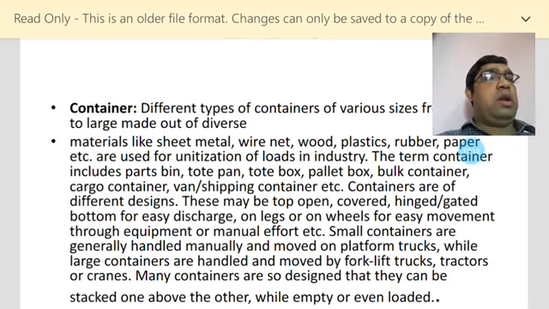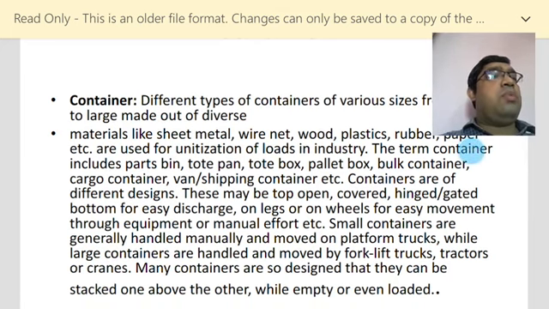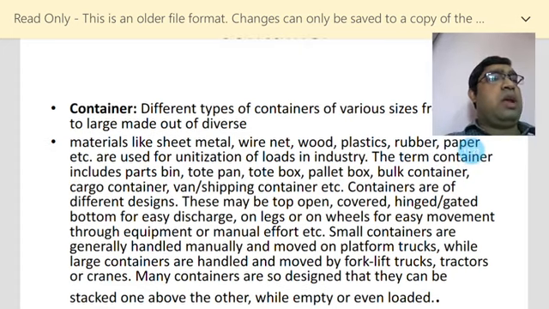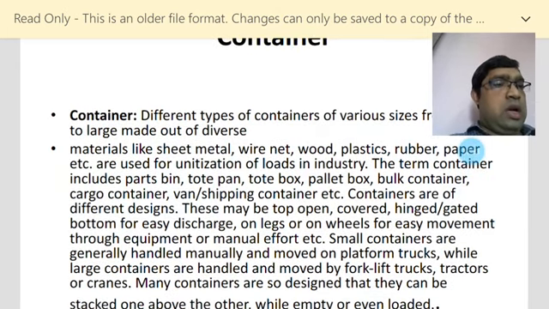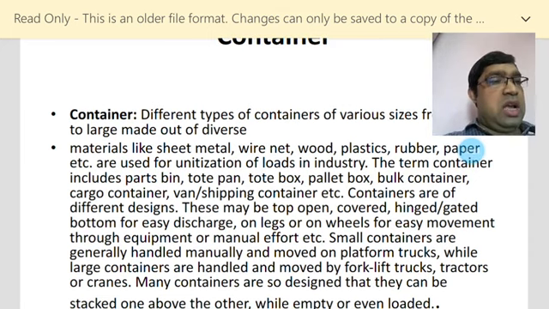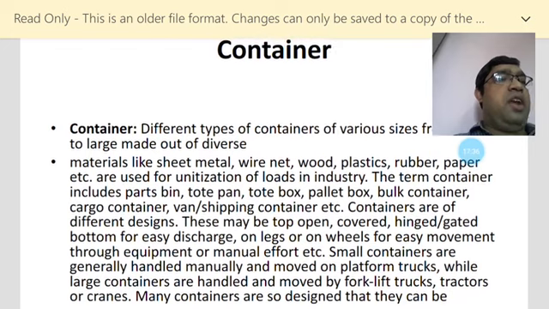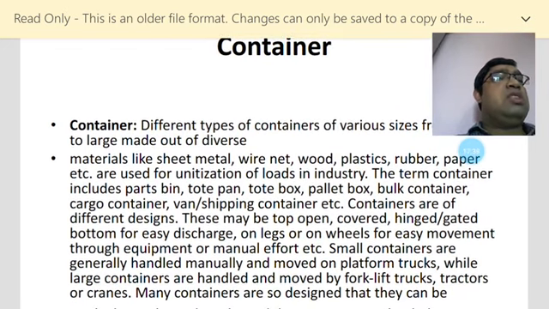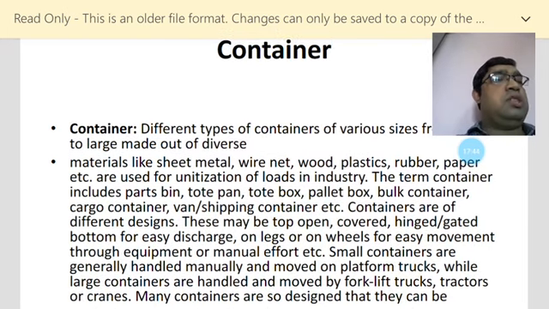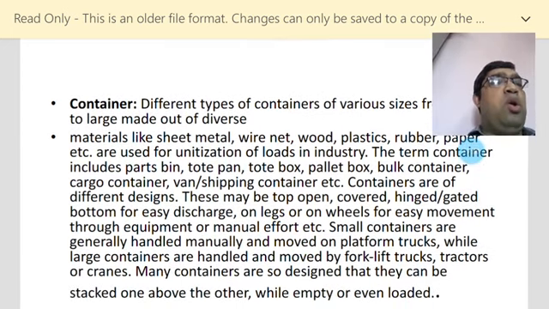and sometimes you can see different types of thin wooden sheets. Thin wooden sheets can be transferred in the container, and plastics can be transferred in the sheet containers, and rubber type of materials will be transferred in the container. Either the rubber will break at any time. And the paper, you can see the paper will be transferred in the paper container, like your drawing sheets. Paper etc. are used for the unitization of loads in industry.